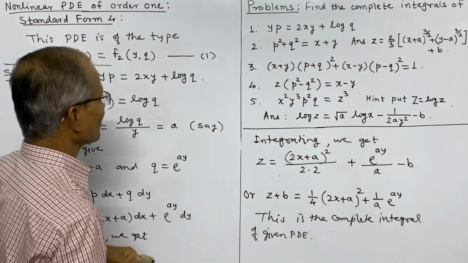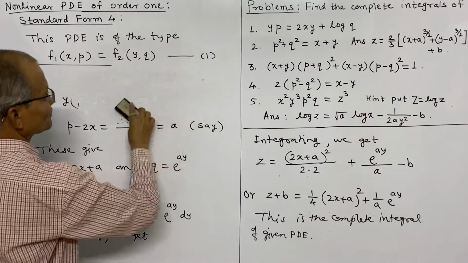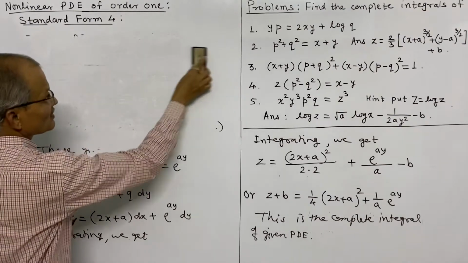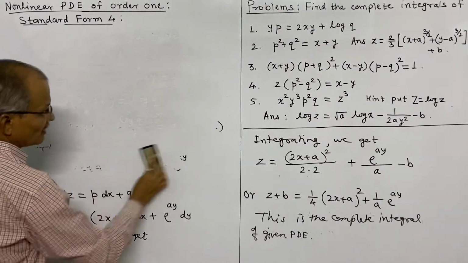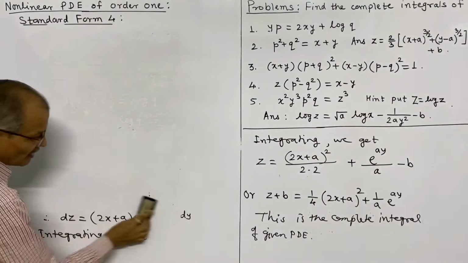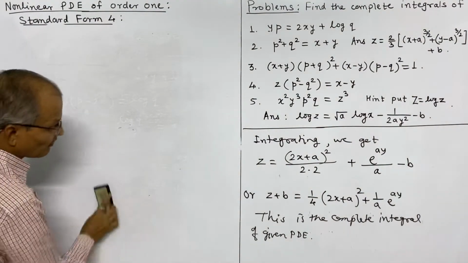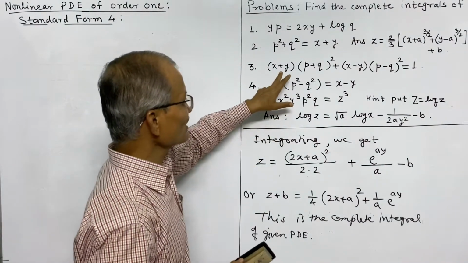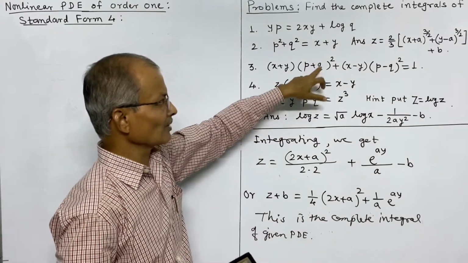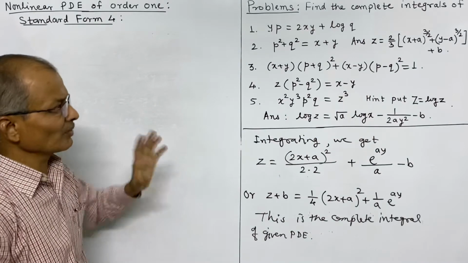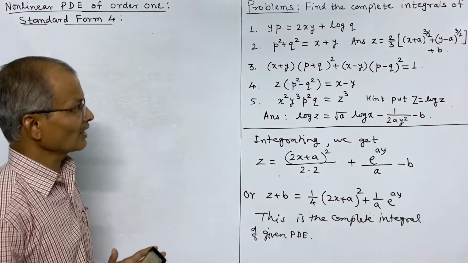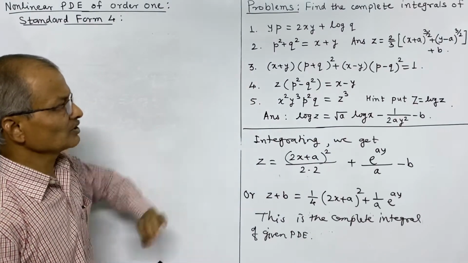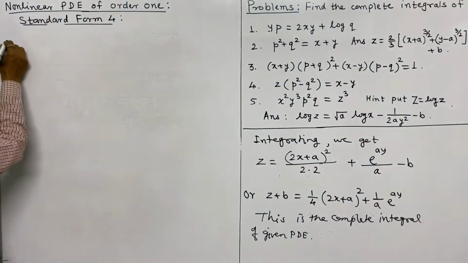Now we shall consider the solution for the third. This third example is not directly of standard form 4, but it can be converted to standard form 4 by using a certain substitution. We can't write this easily, because x plus y is there, and that is multiplied to this term. Here also x minus y is there. We can't separate the functions of p, q and x, y. Therefore for these 3, 4 and 5, a substitution should be used. Solution for 3.